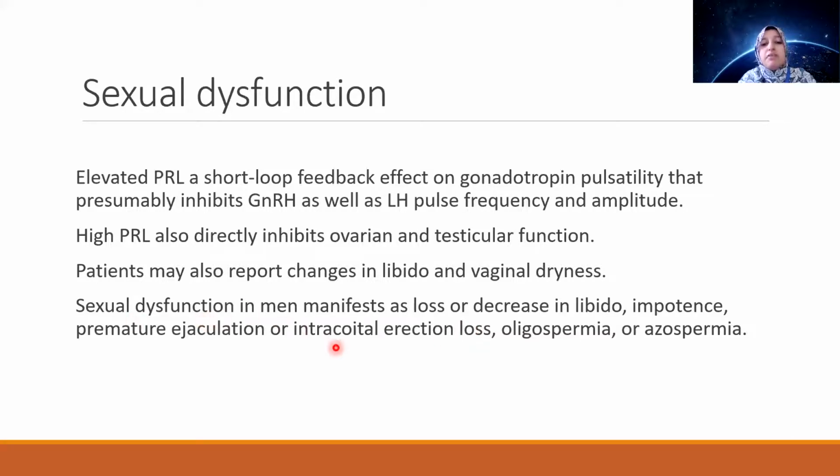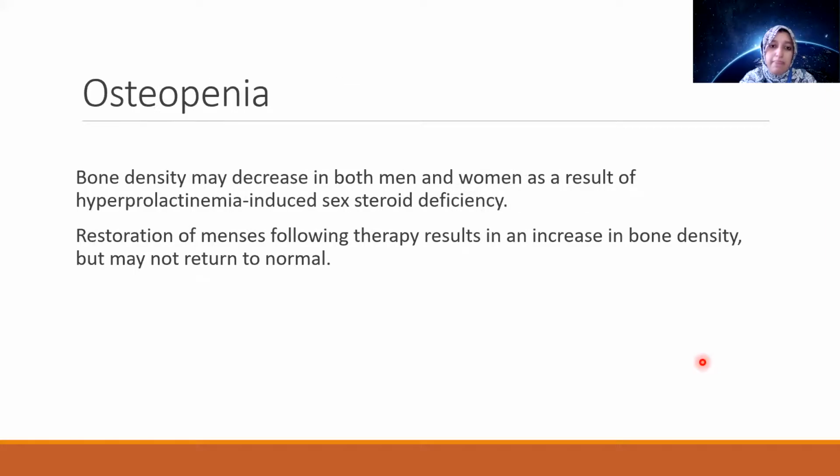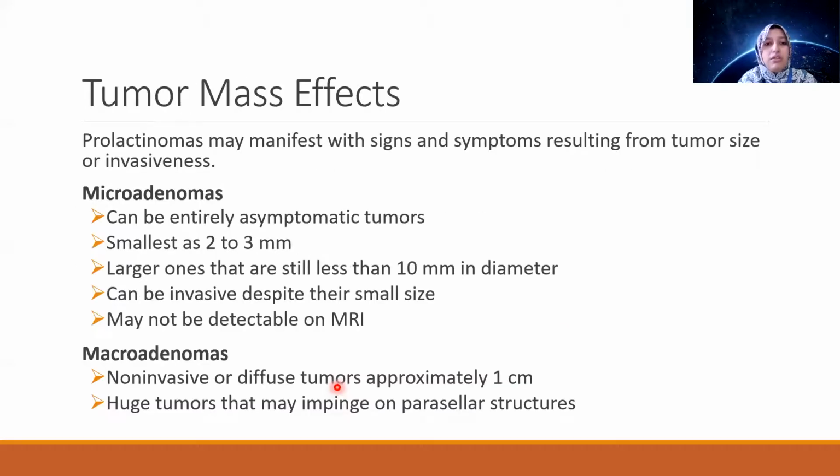Sexual dysfunction in men manifests as loss or decrease in libido, impotence, premature ejaculation, or intracoital erection loss, oligospermia, or azoospermia. Then osteopenia: bone density is also affected by hyperprolactinemia, because hyperprolactinemia induces sex steroid deficiency in both men and women. As a result, the protective effect of these steroids is lost. Restoration of menses following therapy results in an increase in bone density. However, this bone density may not always return to normal.